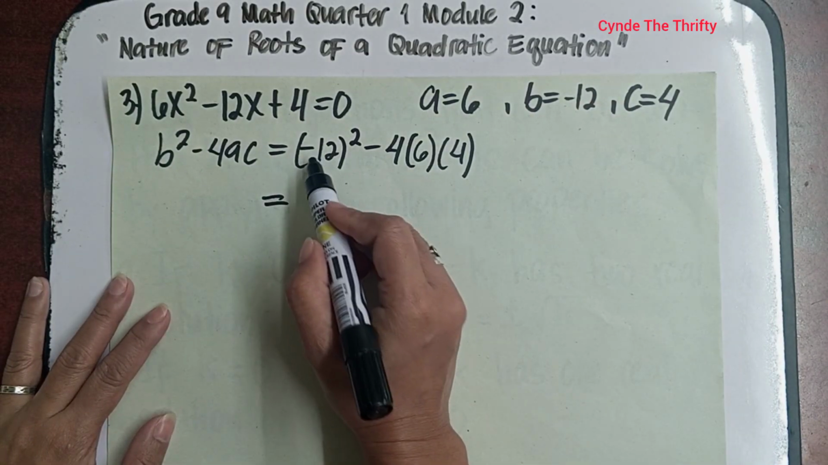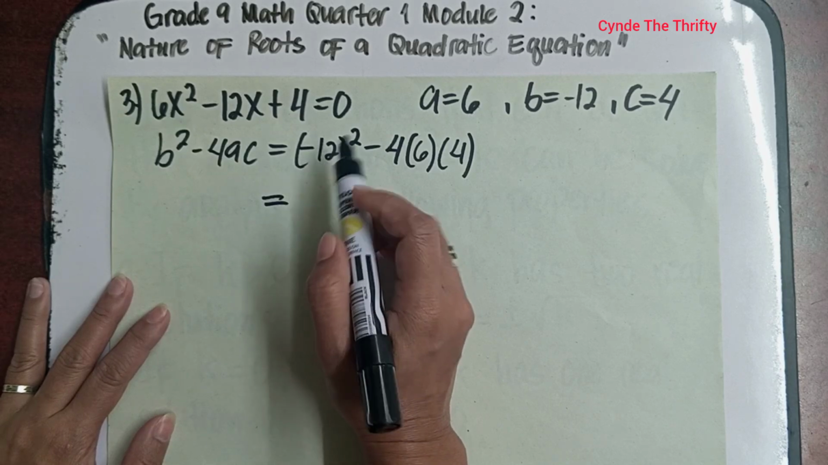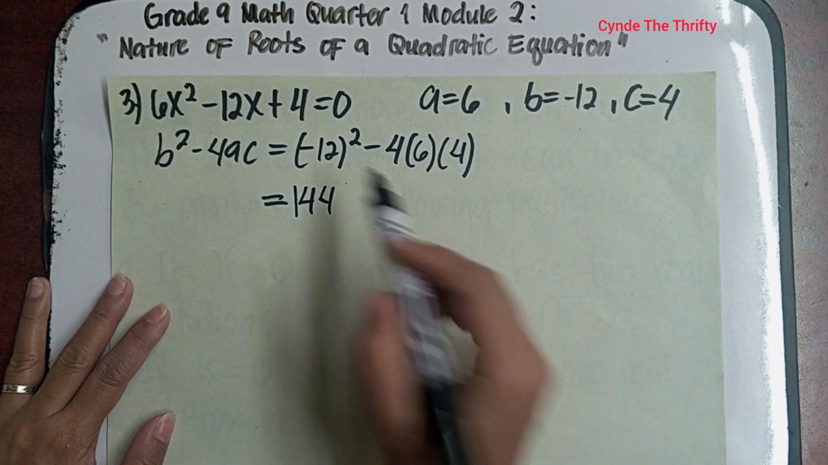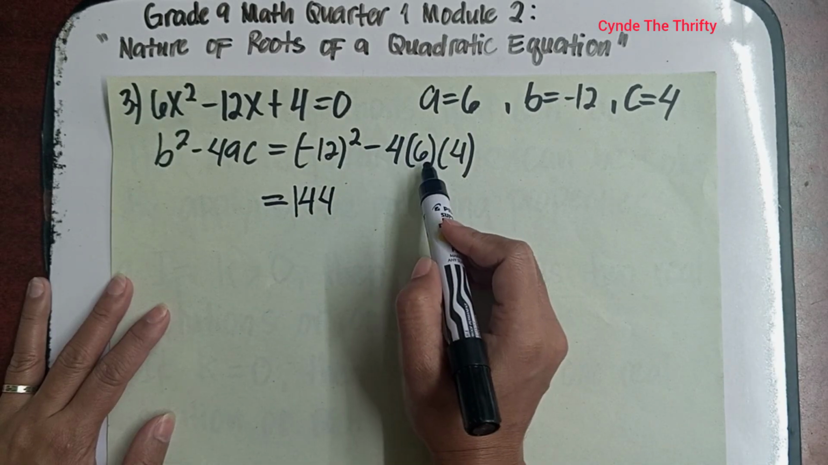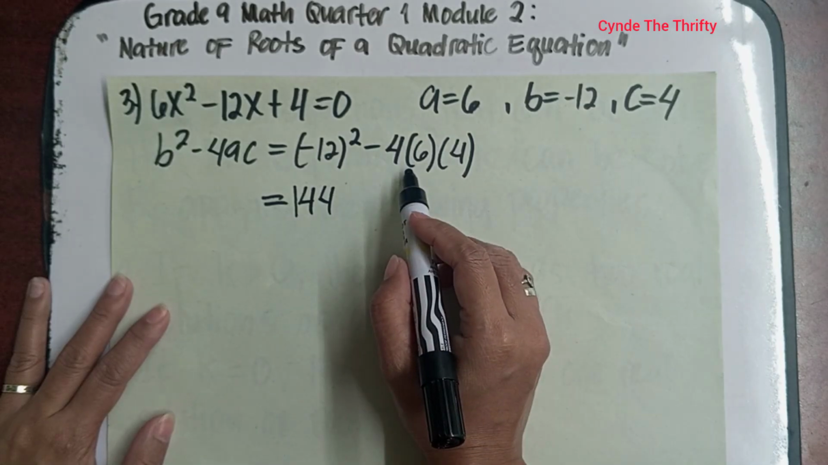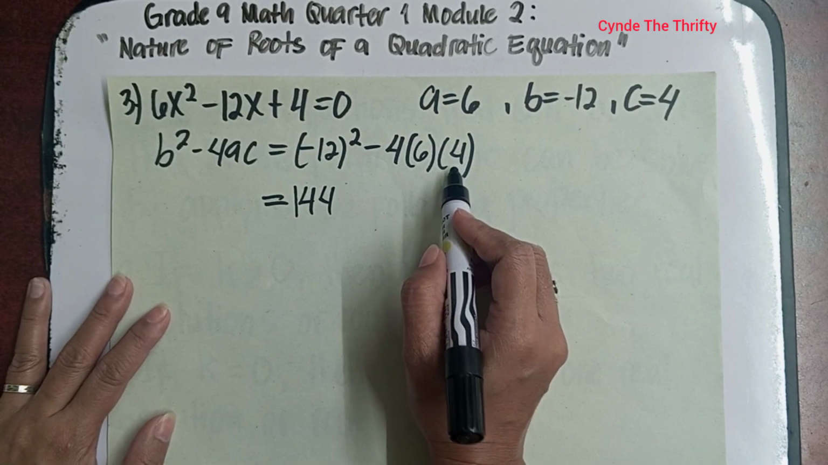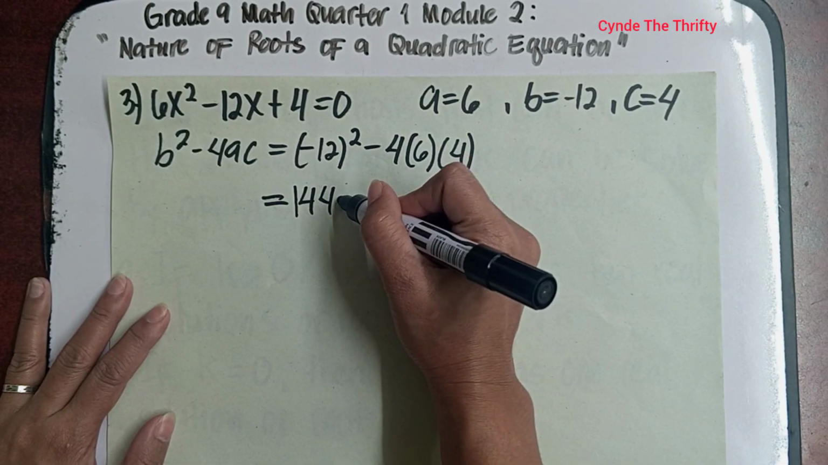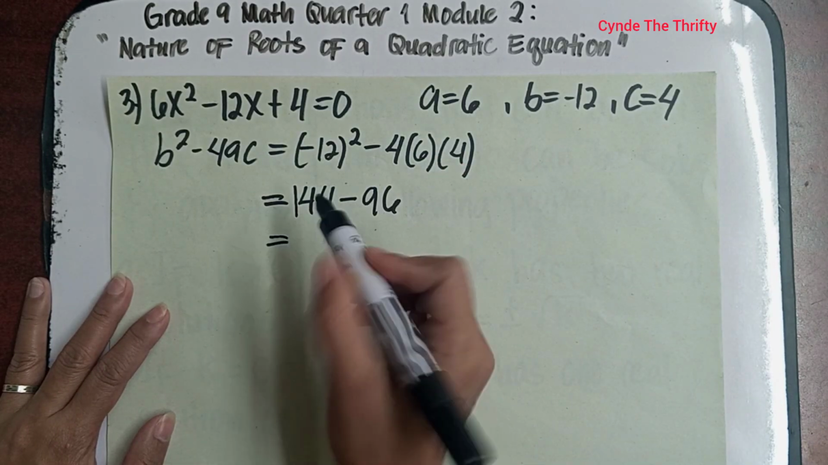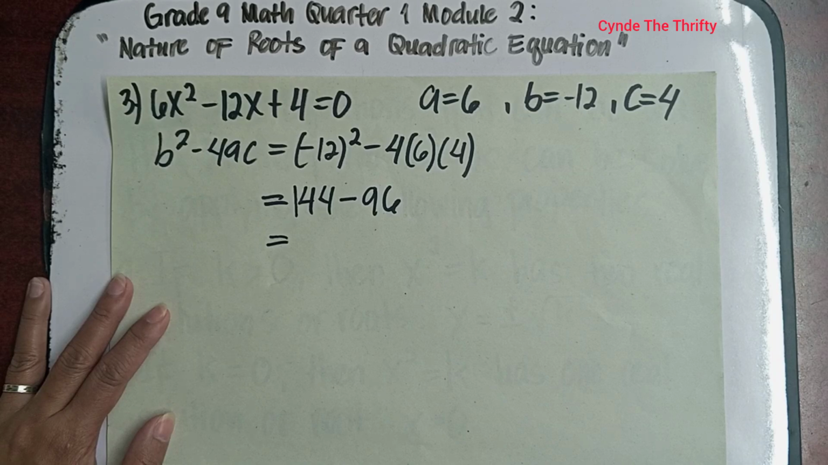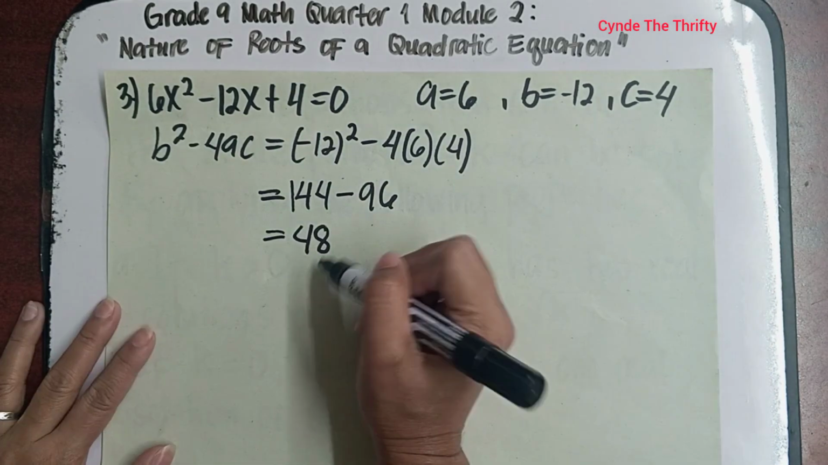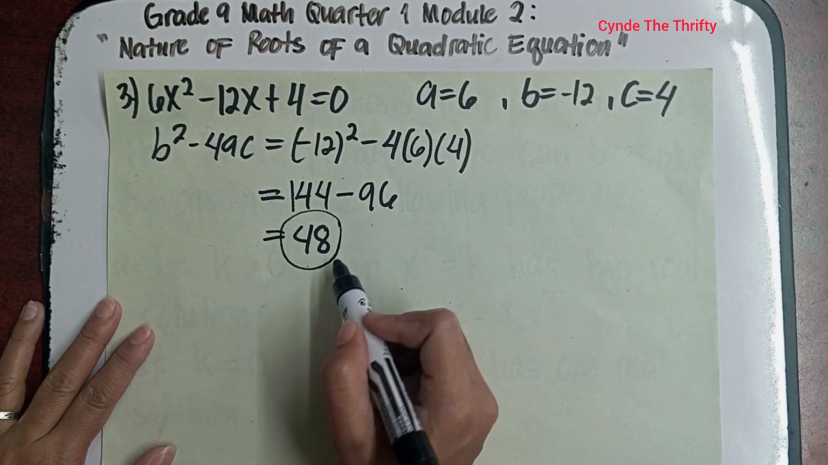So, negative 12 squared is negative 12 times negative 12 is equal to positive 144. Now, negative 4 times positive 6 is equal to negative 24. And then negative 24 times positive 4 is negative 96. Okay? So, 144 minus 96 is equal to 48. Positive 48. Okay, so ang discriminant natin is positive 48.